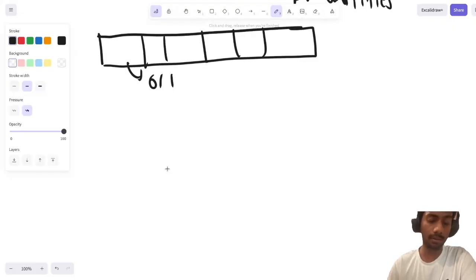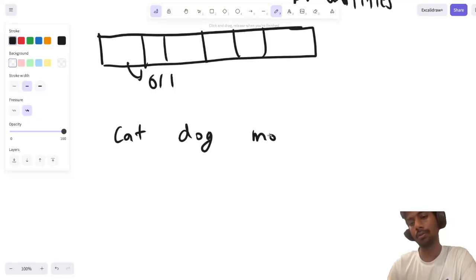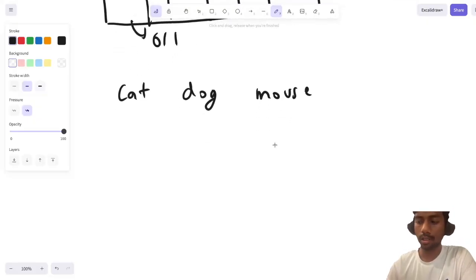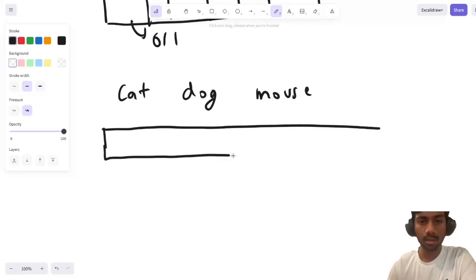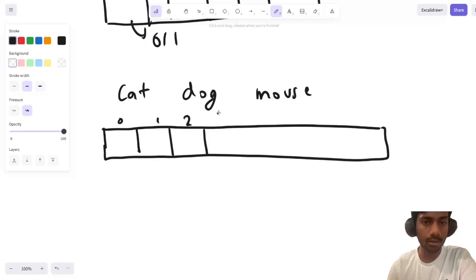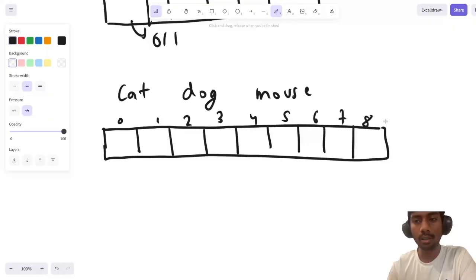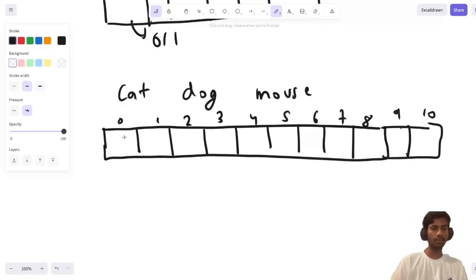Suppose there are three usernames, say cat, dog, and mouse. And currently we have this Bloom array. Let me mark the positions as well: 1, 2, 3, 4, 5, 6, 7, 8, 9, 10. And initially all of these values are set to 0.